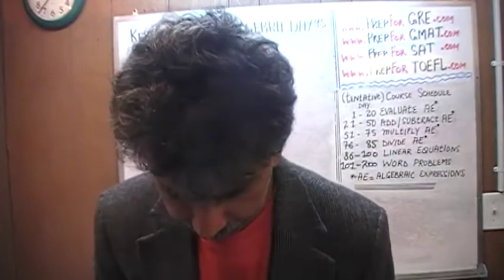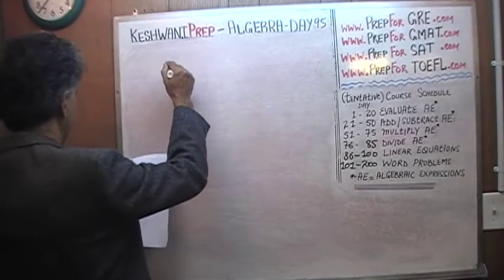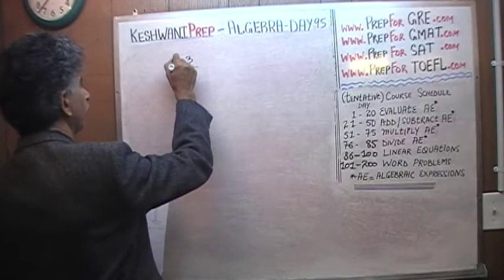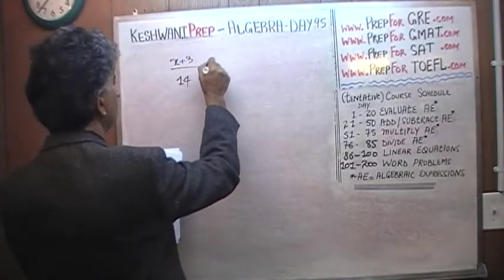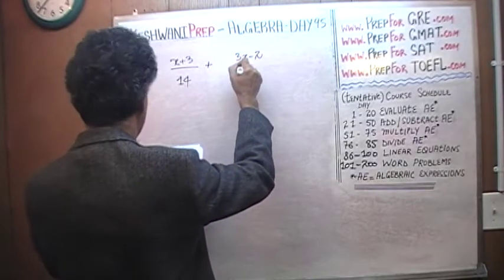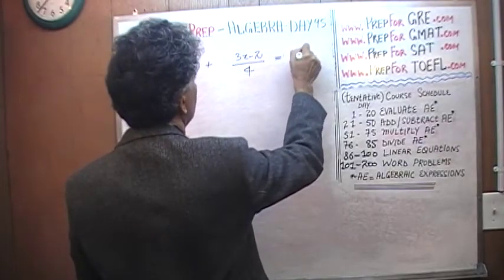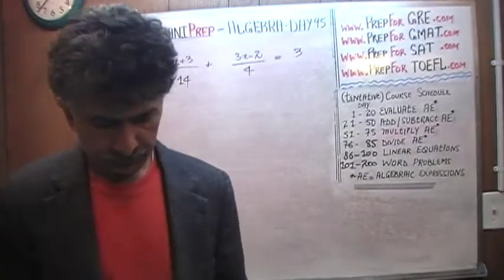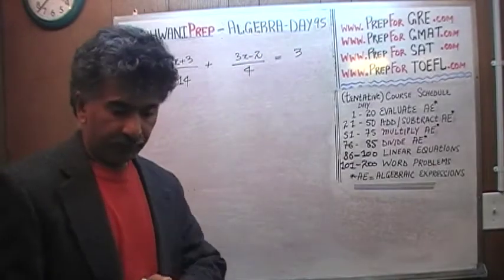Lesson number 95. Here is the equation that we have to solve. x plus 3 over 14 plus 3x minus 2 over 4. We are told that it equals 3. Question simply is, what is the value of x?